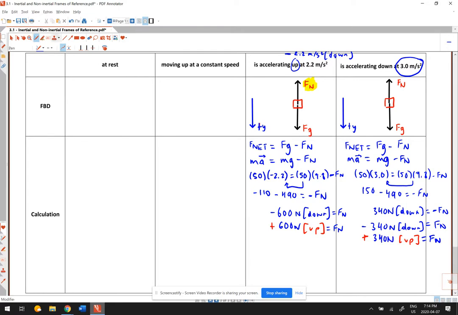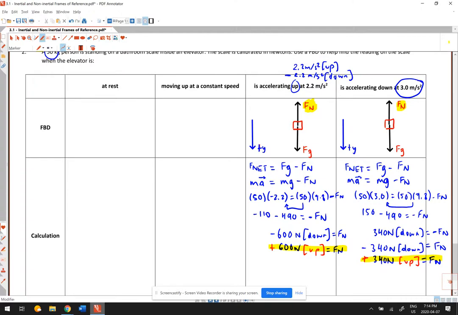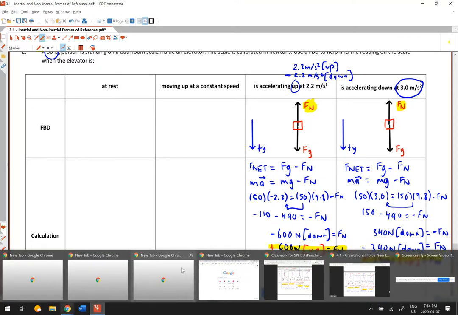And once again, these two have to make sense. These should be defined as positive going upwards because our normal force is acting in the up direction. I hope this helps. Thank you.